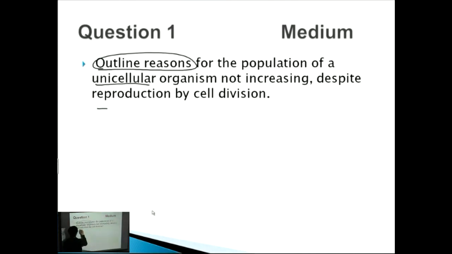So firstly, we've got mortality. So mortality is a reason. So when things die, this is all you need to write. All you need to write is a sentence like that. So mortality as well as emigration.